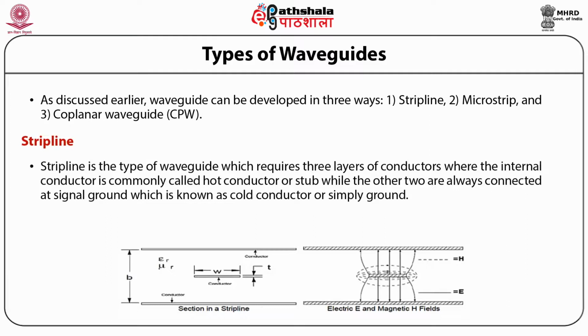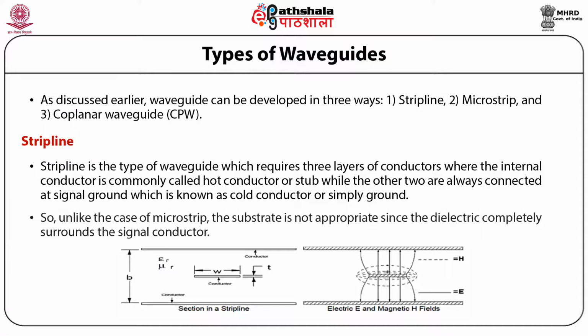Strip line is the type of waveguide which requires three layers of conductors, where the internal conductor is commonly called the hot conductor or stub, while the other two are always connected at the signal ground, which is known as cold conductor or simply ground. The stub is embedded in a homogeneous and isotropic dielectric of dielectric constant epsilon r. So unlike the case of microstrip, the substrate is not appropriate since the dielectric completely surrounds the signal conductor.